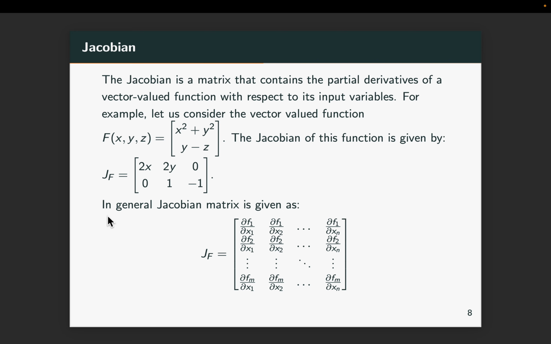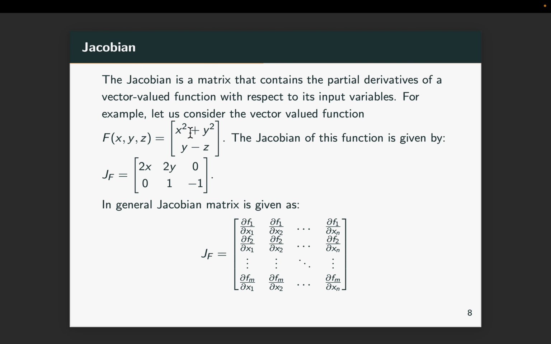So x square plus y square, what is the partial with respect to x? 2x. Y minus z, what is the partial with respect to x? 0. X square plus y square partial with respect to y? 2y. Y minus z partial with respect to y gives you 1. X square plus y square partial with respect to z gives you 0. X square plus y minus z partial with respect to z gives you minus 1. Right? So that's how you have computed this Jacobian matrix.